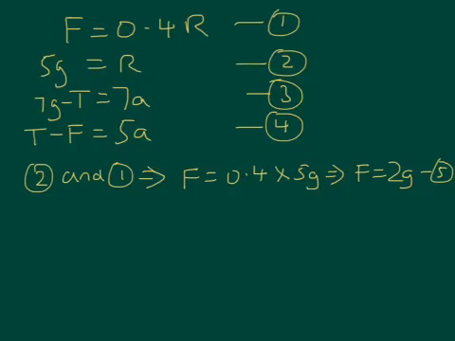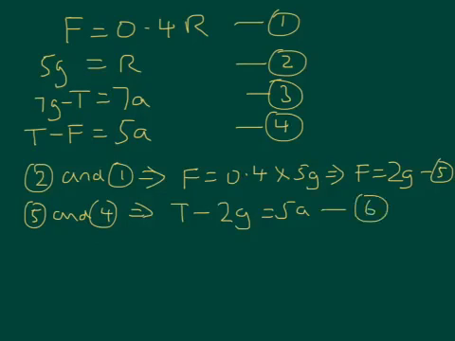I can now put equation 5 into equation 4. And I'm going to get T minus F, but F is 2G. That equals 5A. And let's call that equation 6. So what equations haven't I used yet? I've used that one, I've used that one, and I've used this one, but I haven't yet used 3. So let's use equation 3 and equation 6.